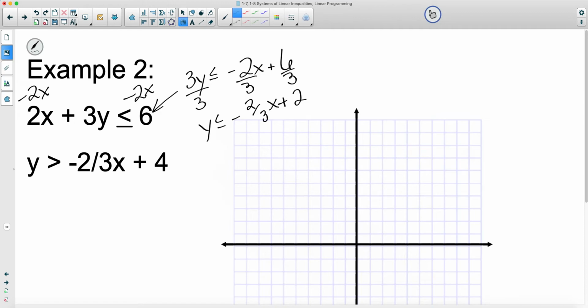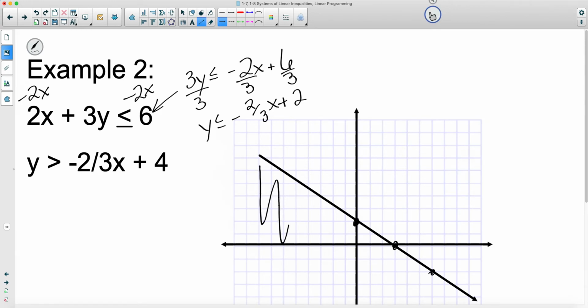So the first one, we're starting up at 2. So right here, and we're going negative 2/3 as my slope. Right there. Okay, so let's see if we can use our line tool here. And that's going to be a solid line. Okay, so here we go. Solid line through those points. We are less than or equal to, so that's good. We're shading down.